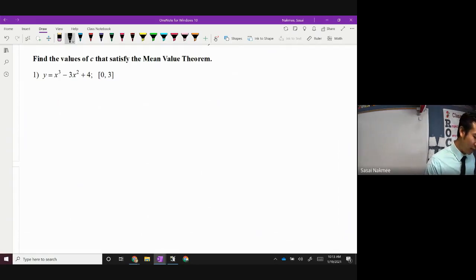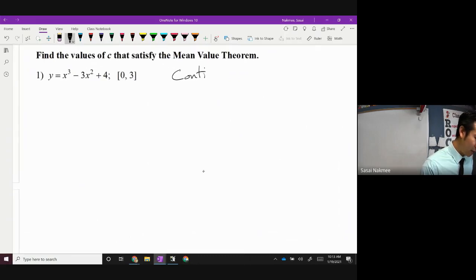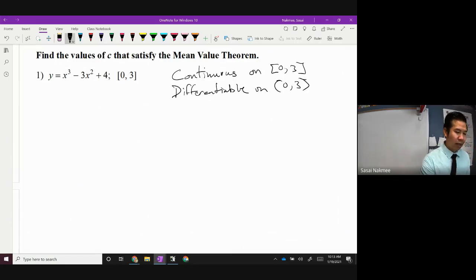Take that second and just state that it is continuous, and that it is differentiable. If you want to go above and beyond, you can say it's continuous on the interval from 0 to 3, and that it is differentiable on the open interval from 0 to 3.